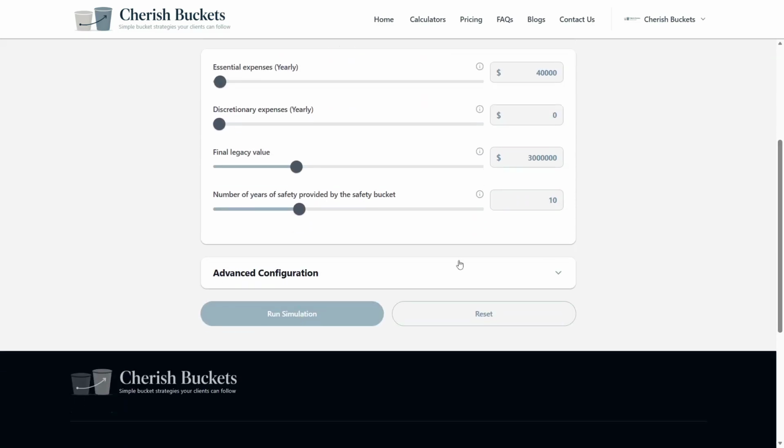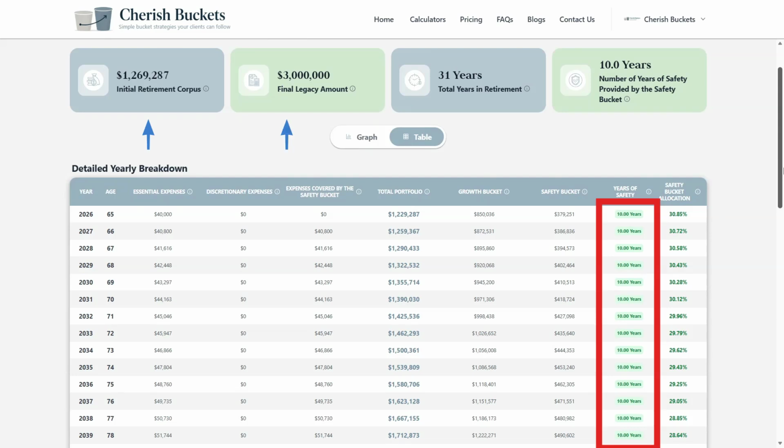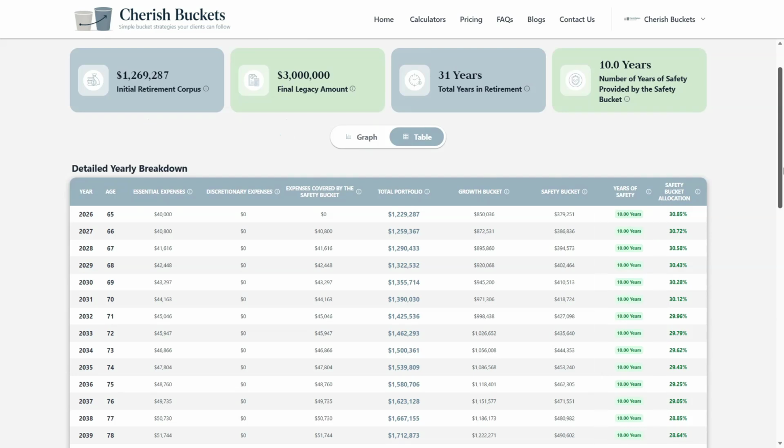Although the retiree has $1.5 million available, the calculator tells us that only $1,269,287 is required to meet all of these objectives. In other words, this amount is sufficient to maintain the 10-year safety bucket for essential expenses throughout retirement, while still ending with the desired $3 million legacy. That leaves $230,713 unused from the original retirement corpus.